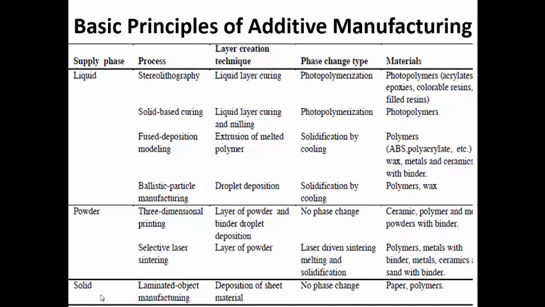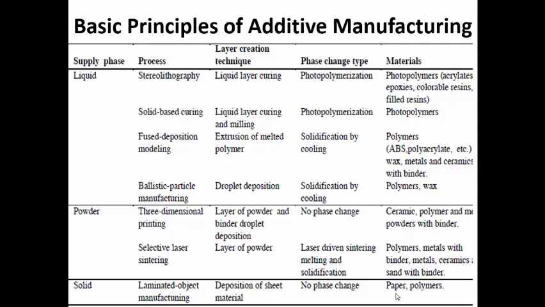The last one is the raw material in the solid phase. You have laminated object manufacturing. Here usually the materials which can be manufactured are paper or polymers, and in some special cases you can even use ceramics also.